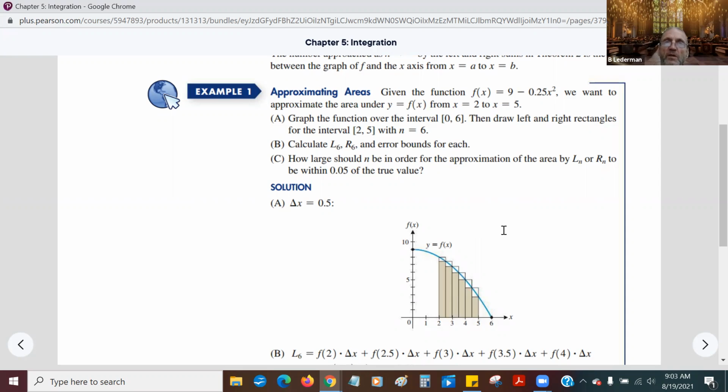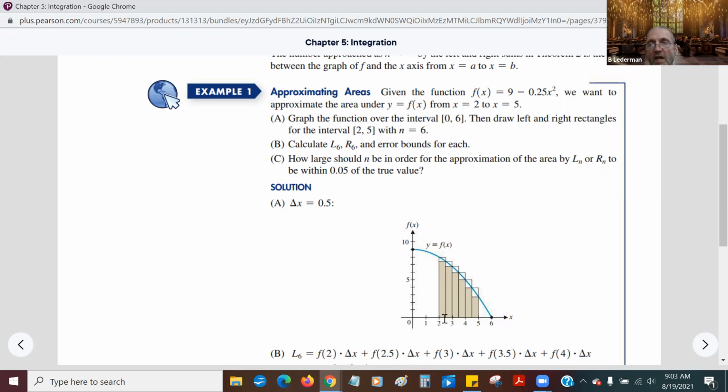So what we're going to do is break this up. We could let n be anything, but in this case we're going to let n equal 6, which means we have 1, 2, 3, 4, 5, 6 of these rectangles. So there are 6 of the beige ones and 6 on the left.